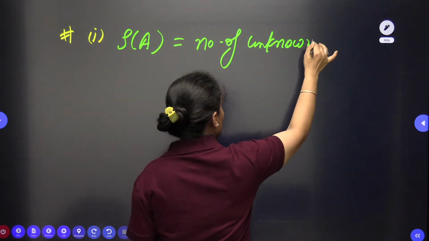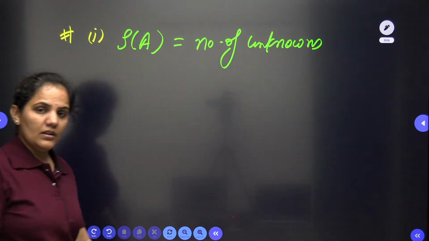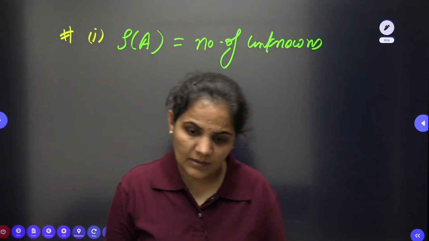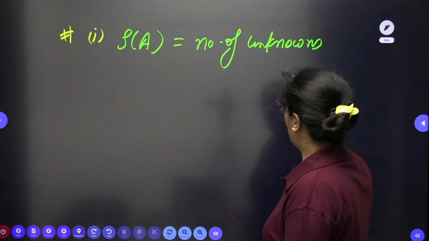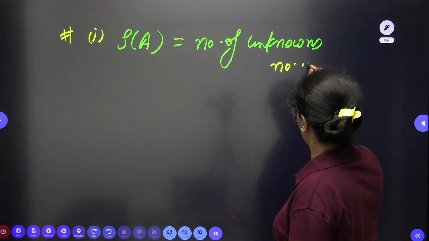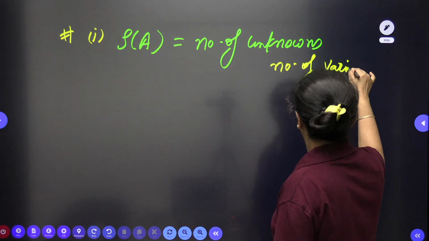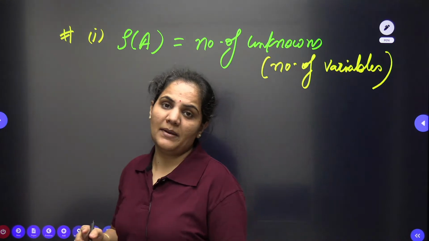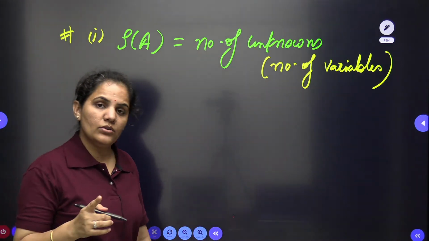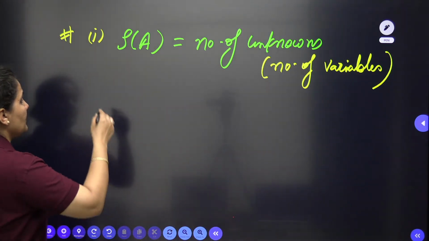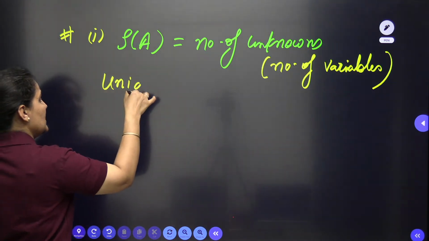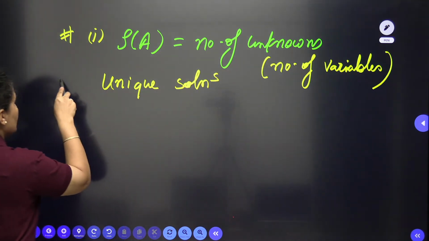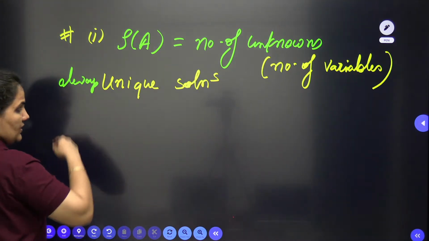Clear? Okay. So here, if the rank of any matrix A equals the number of unknowns. The number of unknowns means the number of variables, variables meaning x, y, z here. If the rank of the matrix equals the number of unknowns or number of variables, then in this case we always have a unique solution.